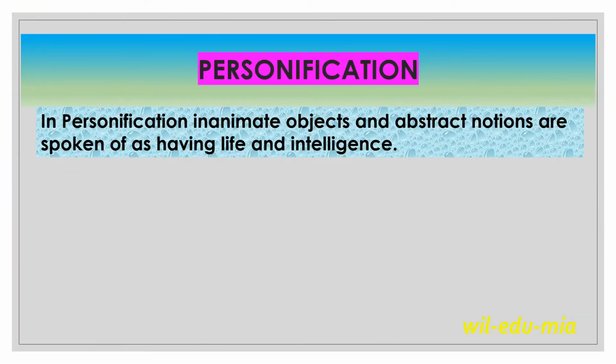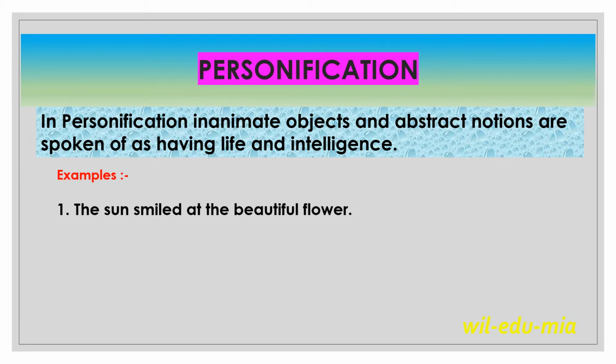Personification. In personification, inanimate objects and abstract notions are spoken of as having life and intelligence. Now, inanimate objects means that have no life, and abstract notions means non-concrete ideas or concepts. We'll see the examples here. The sun smiled at the beautiful flower. Here, the sun, an inanimate object, is spoken of as having life. It's given the human quality of smiling.